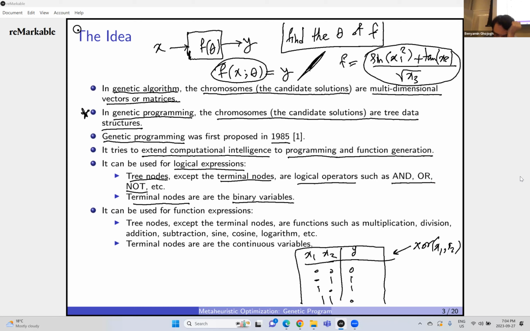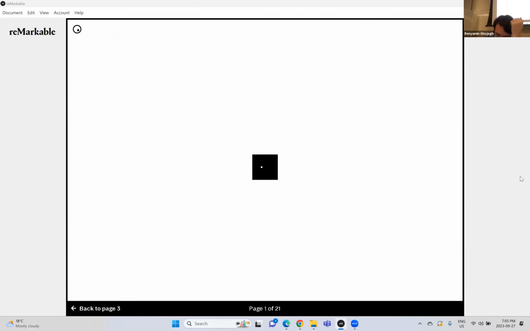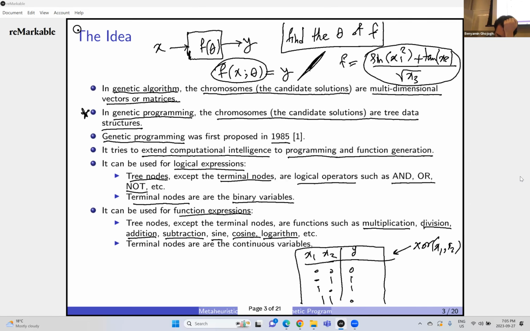It can be used for function expressions. The nodes except the terminal nodes are functions such as multiplication, division, addition, subtraction, sine, cosine, logarithm, etc. Here, for example, I have said addition and subtraction, but we can only have addition and negation, right? If I have addition and negation, I can model subtraction too. Terminal nodes are here continuous variables.